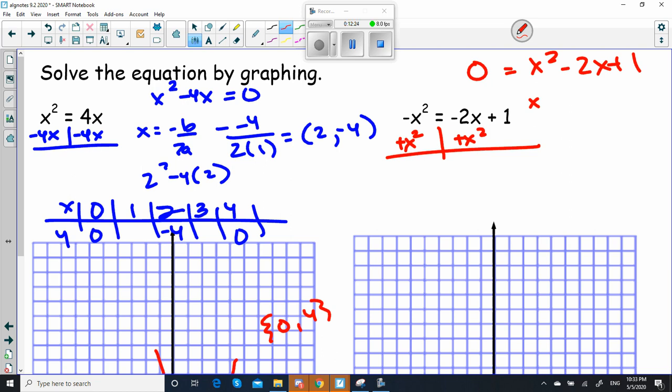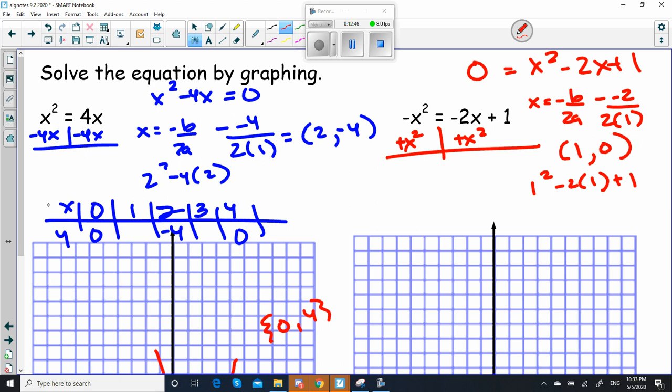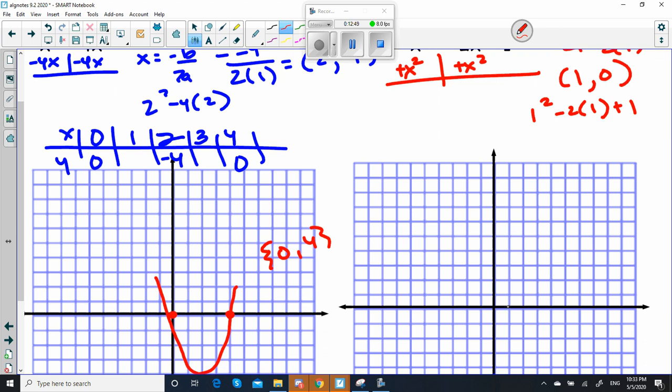So finding the vertex. Negative b over 2a. So that's negative negative 2 over 2 times 1. So we've got a positive 1. 1 comma something. So let's plug our 1 in. 1 squared minus 2 times 1 plus 1. So 1 minus 2 plus 1 is 0. We found it. So that means that it's sitting on the vertex, which means it's a perfect square. So there won't be a symmetrical point. It's going to graph up here somewhere.